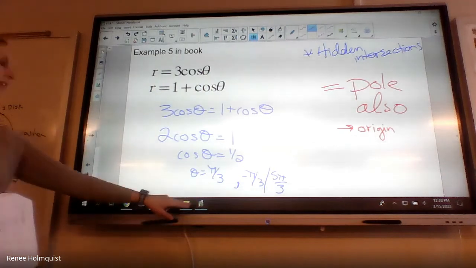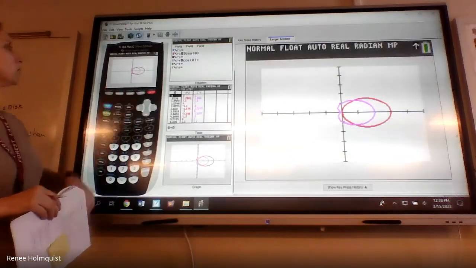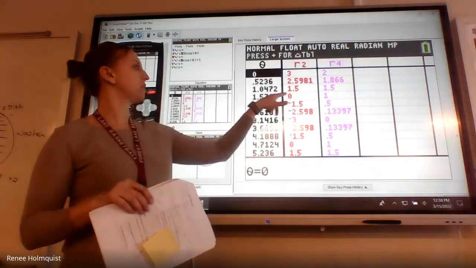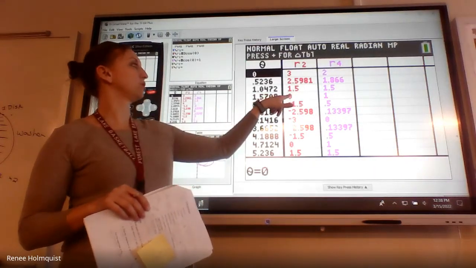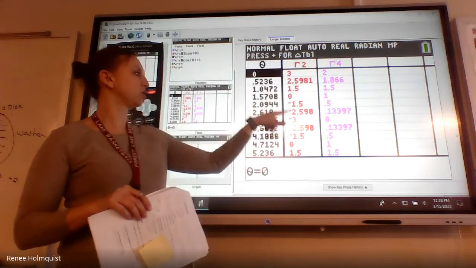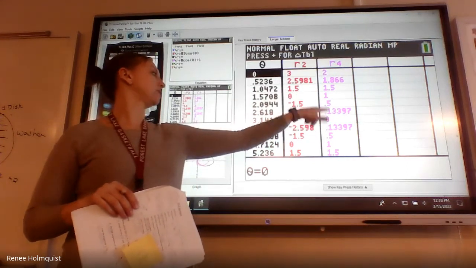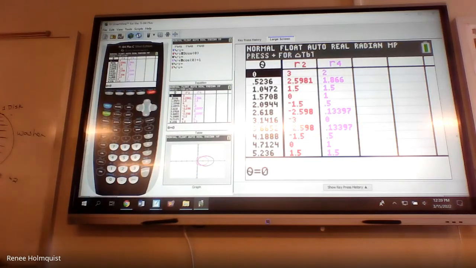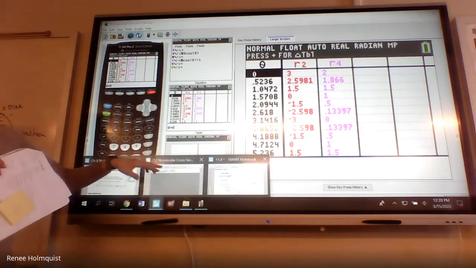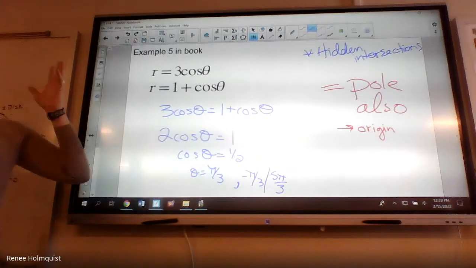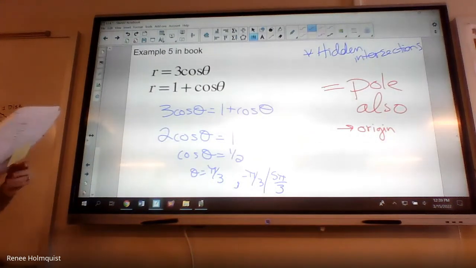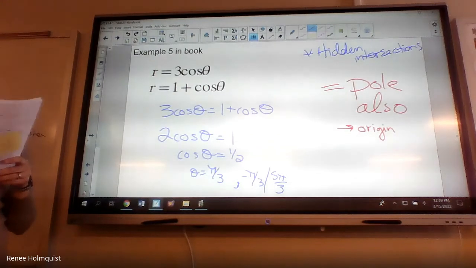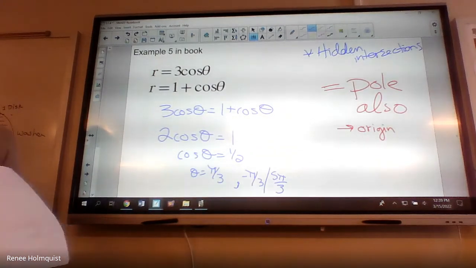If I go to my table, they're both hitting that value, but they're not doing it at the same time. One of them is doing it at pi over 2, and one of them's doing it at 0 pi. Because they're not hitting the value at the same time, this algebra doesn't work. That's what's called a hidden intersection. And literally the quote from the book, there's no foolproof rule for finding the hidden intersections. So just graph it.